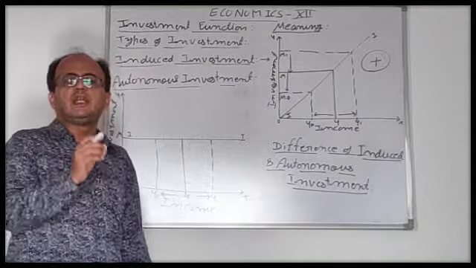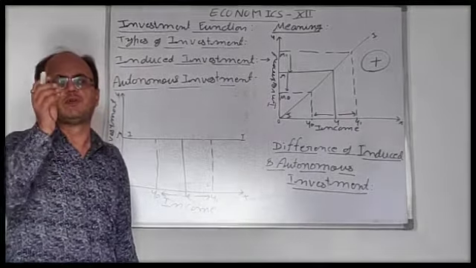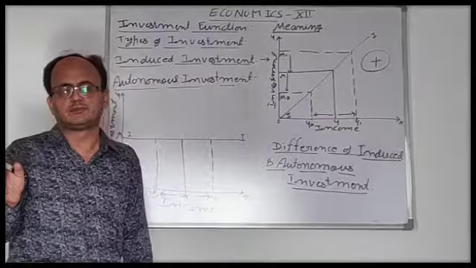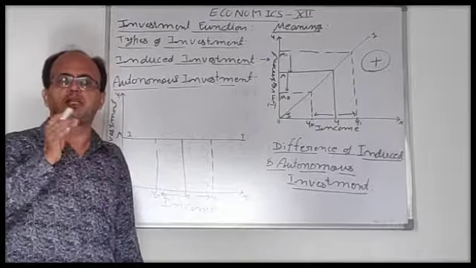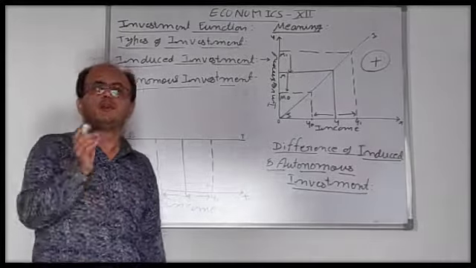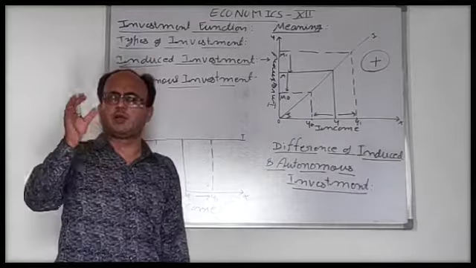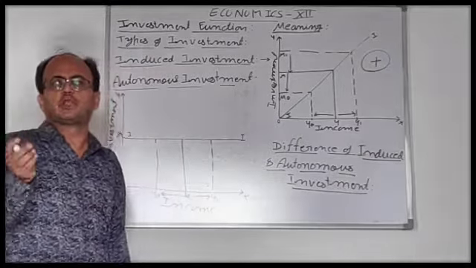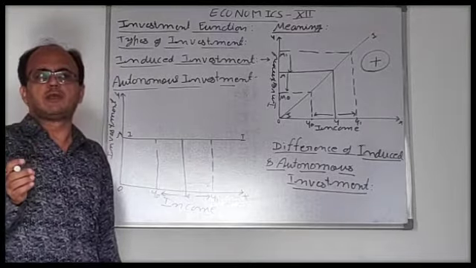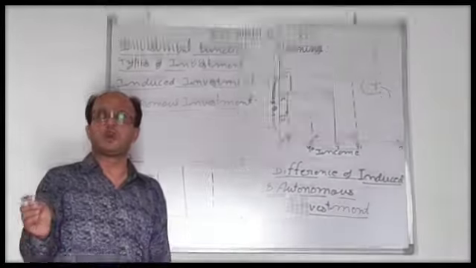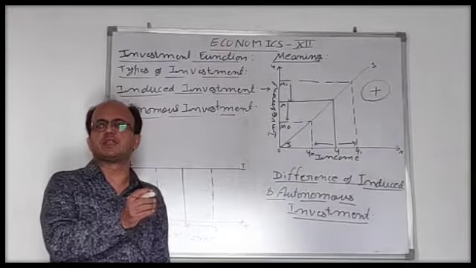As we know, APC plus APS is equal to 1. If one value is given, we can find the other. In a similar way, MPC plus MPS equals 1. If one is given, we can find the other. So you have to remember all these formulas to solve the questions related to marginal propensity to consume, average propensity to consume, marginal propensity to save, and average propensity to save.